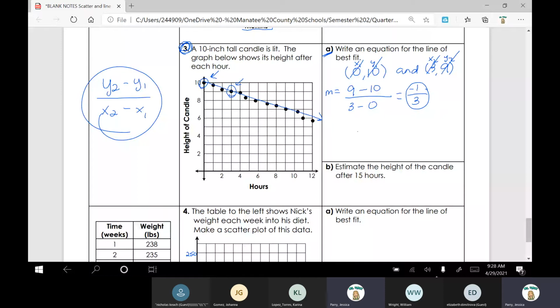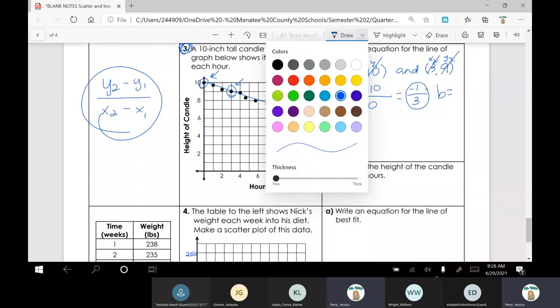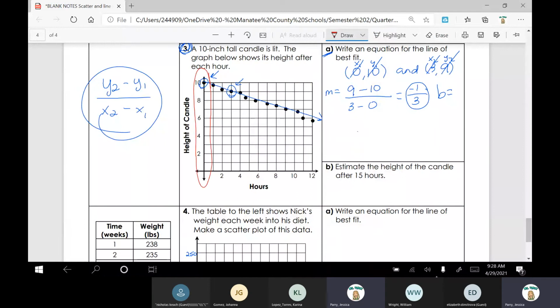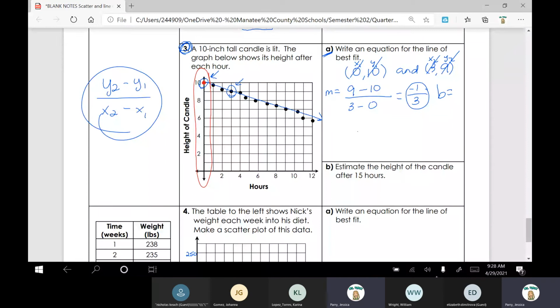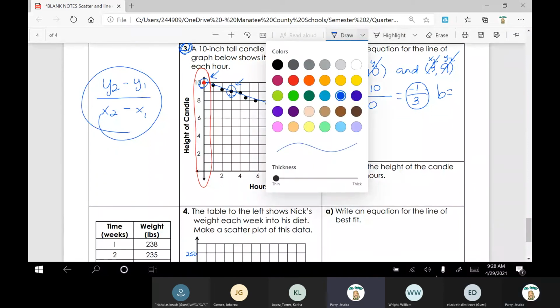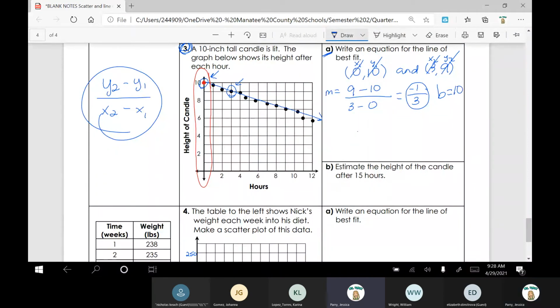We also need to figure out what is B. B is your y-intercept where your line crosses on the y-axis. That's this line here. Our line is crossing at this red dot, which it's right at the 10. So that means our y-intercept here is 10. We've got our two pieces of information. Plug it in this formula, y equals mx plus b.